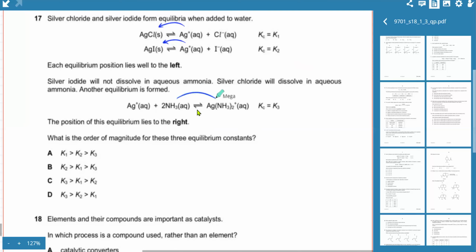This one is lying far to the right, which means more products, less reactants at equilibrium, which means that Kc is going to be products over reactants. So if you have more products and less reactants, the Kc value is going to be very high. So K3 is probably having the highest equilibrium value. That's number one. The equilibrium is lying well to the right, so K3 is going to have the highest value.